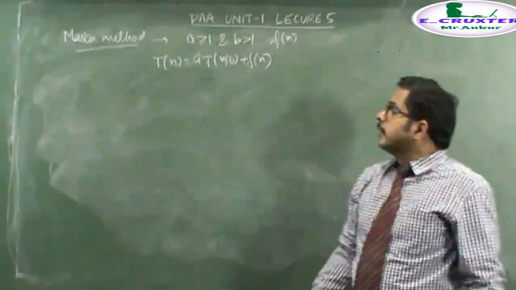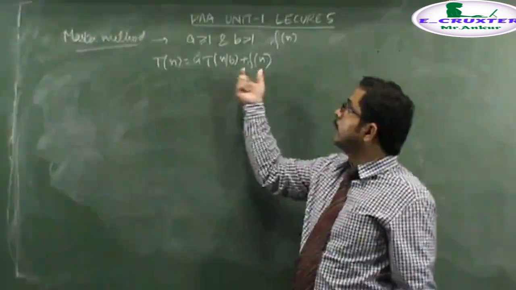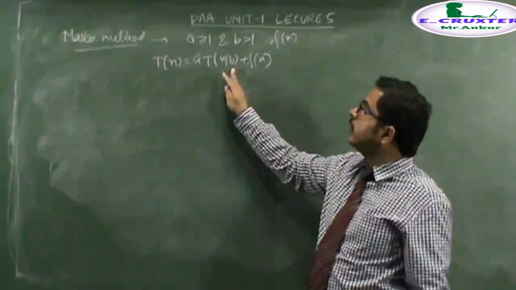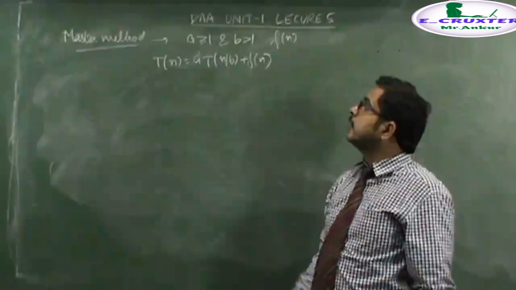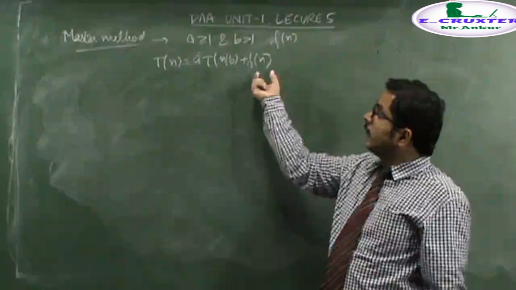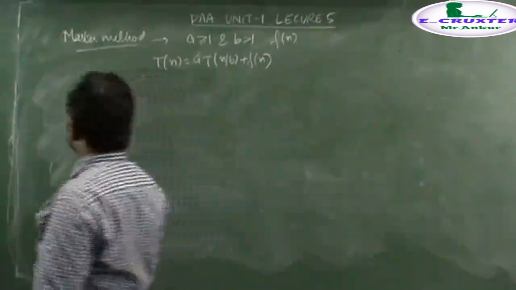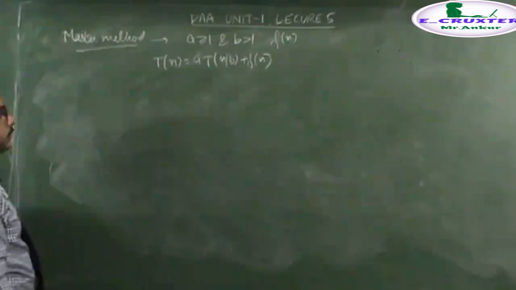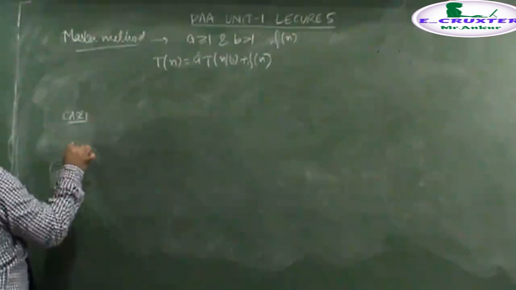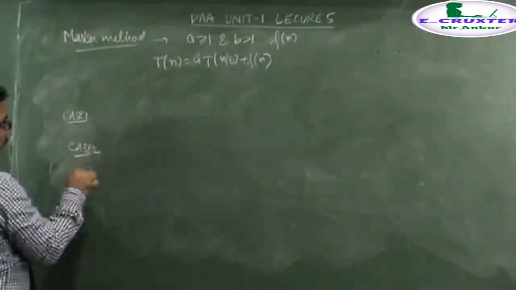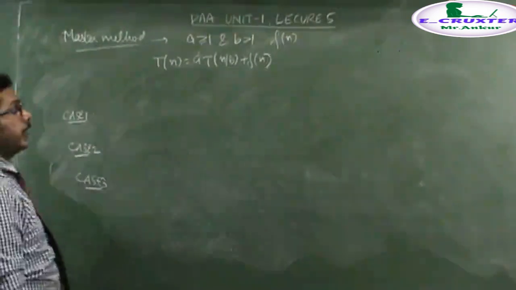This is basically the recurrence equation of the form T(n) = aT(n/b) + f(n), where a is a constant and b is a constant, and the value of a should always be greater than or equal to 1, and b should always be greater than 1. And f(n) is basically the combined time. Then when we apply the master method, there are basically three cases: case 1, case 2, and case 3. Just remember these three cases and you will get that result.